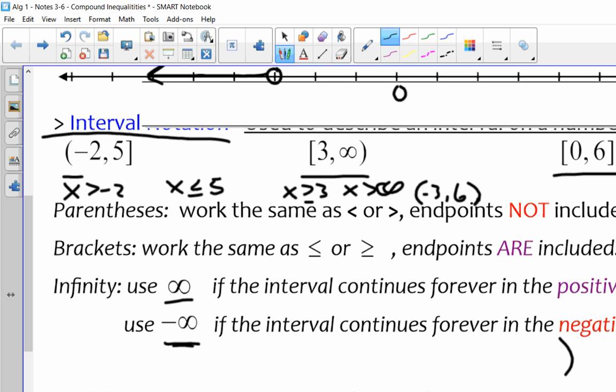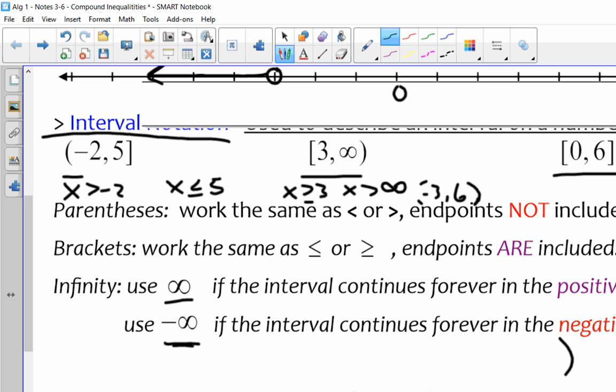I'm getting these mixed up here. I'm going too fast. I've got to slow down and be neat. For this last one, x would be greater than or equal to 0, and x would be less than or equal to 6.